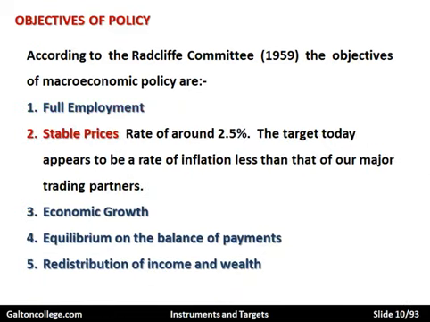Stable prices, around 2.5%. The target today appears to be a rate of inflation less than that of our major trading partners. That's what we normally judge to be acceptable. If our major trading partners have a certain rate of inflation, then we want less, because that will enable us to trade more effectively with them. So stable prices doesn't mean no inflation. It means a very low level of inflation.